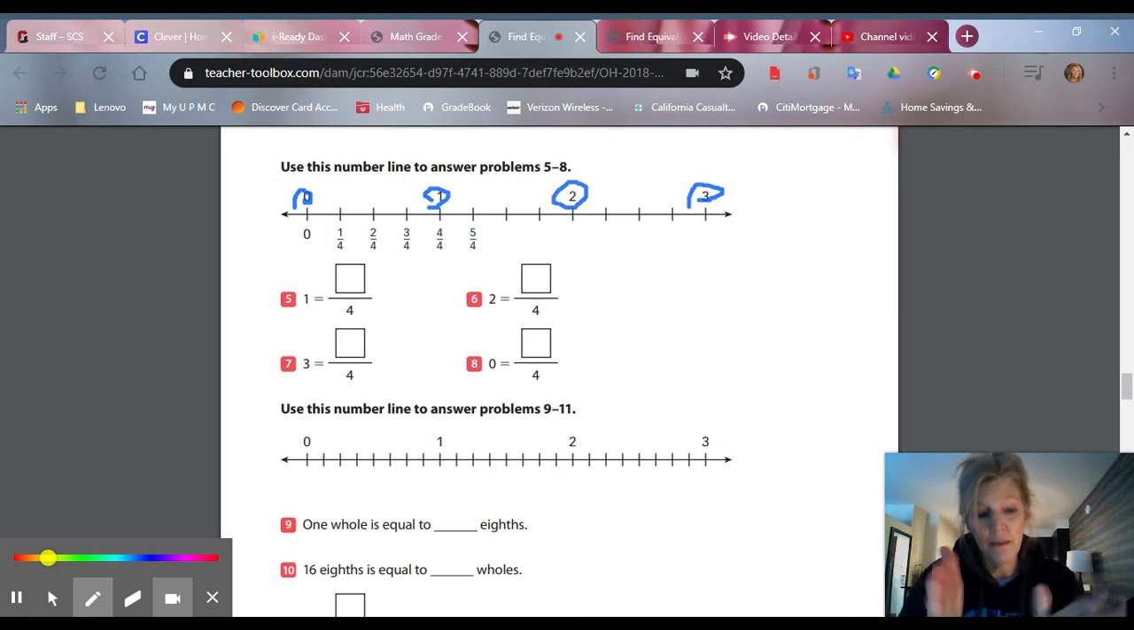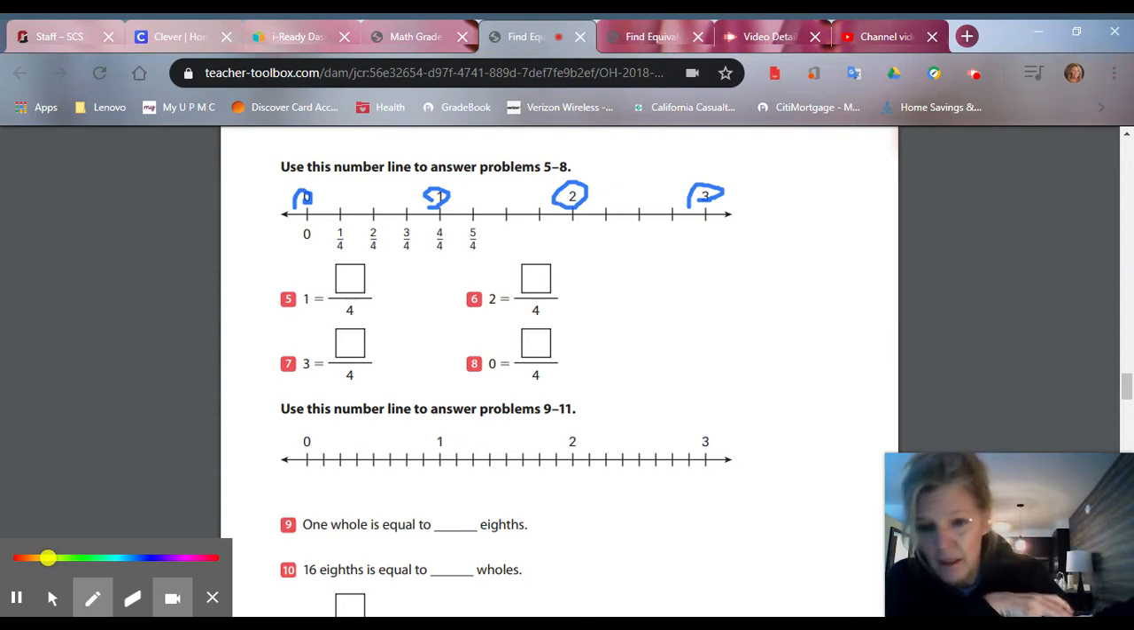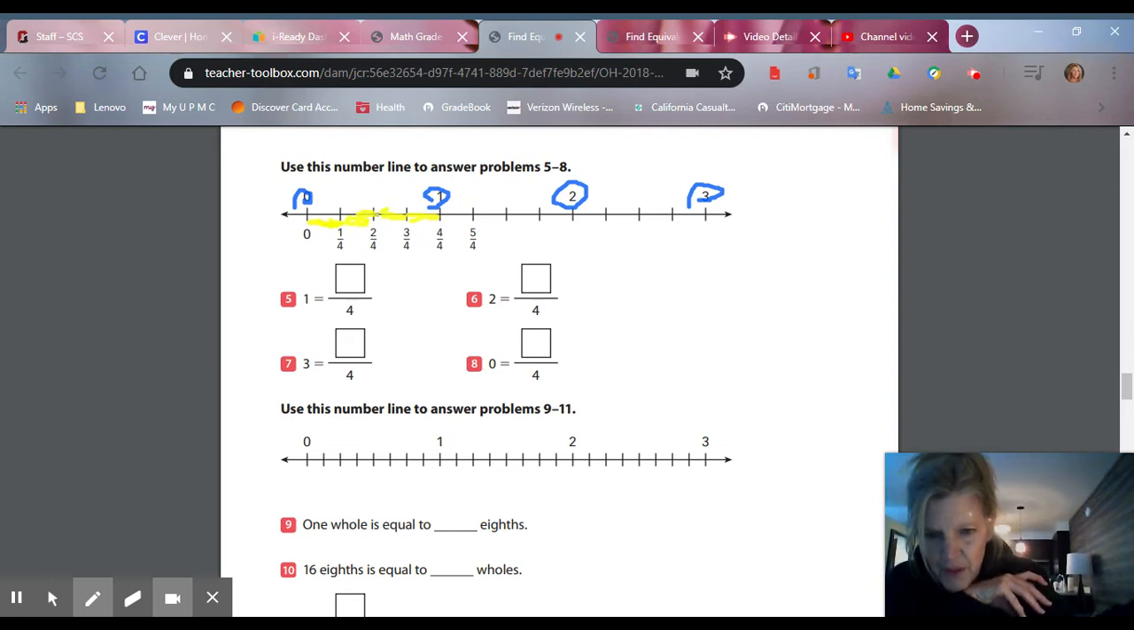So from 0 to 1, how many equal spaces are there? From 1 to 2, how many equal spaces are there? And from 2 to 3, how many equal spaces are there? So let's take a look at that. See, from 0 to 1, there's 1 space here, 2 spaces, 3 spaces, 4 spaces. And they have it labeled as 1/4, 2/4, 3/4, and 4/4.